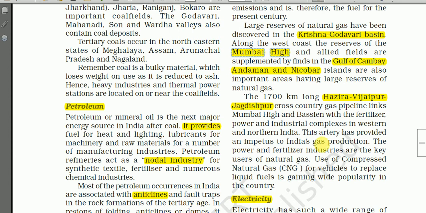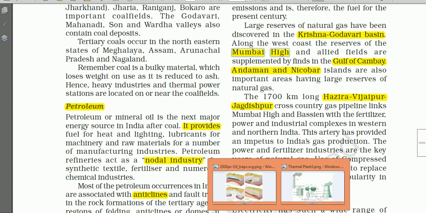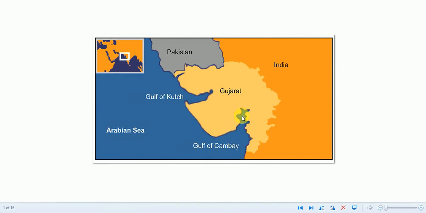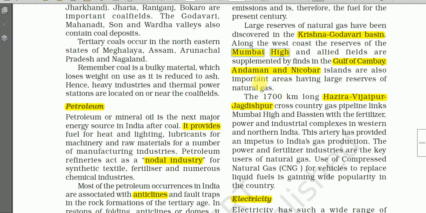Gulf Cambay, this is in Gujarat. For diagram also here. So this is Gulf Cambay. Here in this area also, this natural gas is found. Then it is also found in Andaman Nicobar Islands. So these are the important areas. That is Krishna Godavari basin, Mumbai High, Gulf Cambay, Andaman Nicobar Islands. So these are the important regions where natural gas is found.